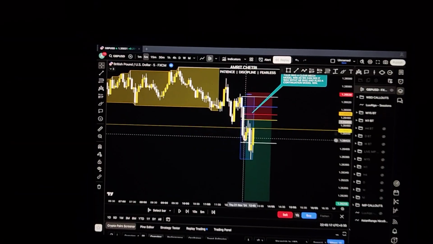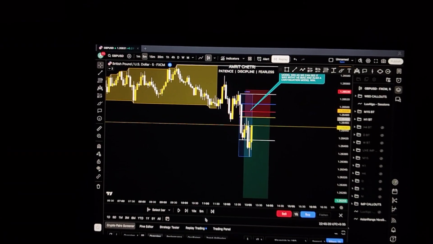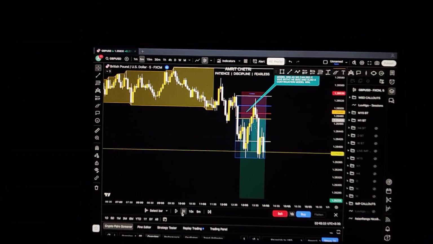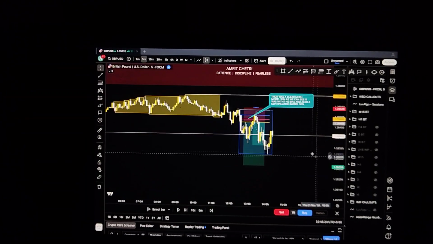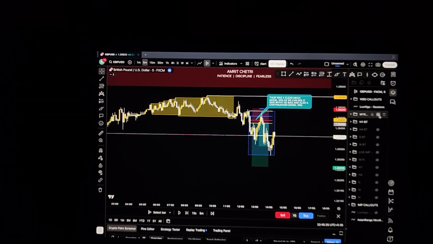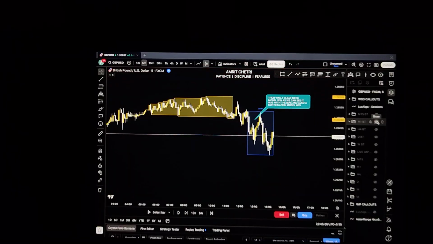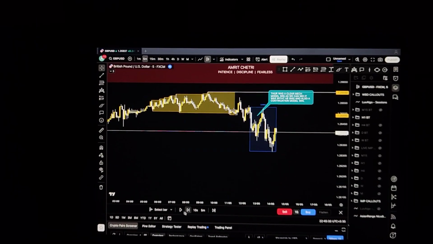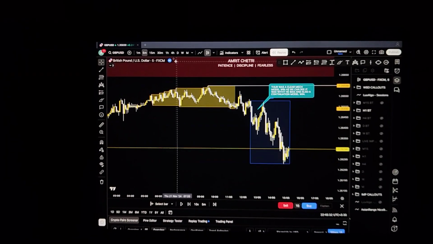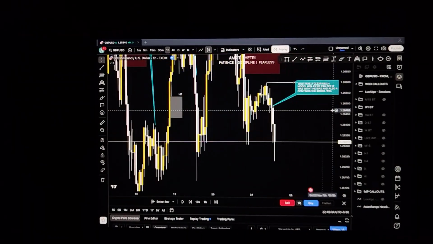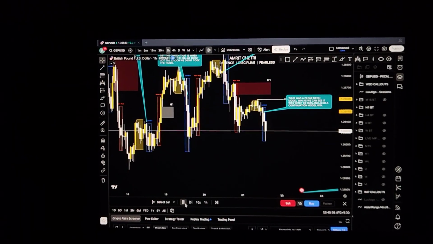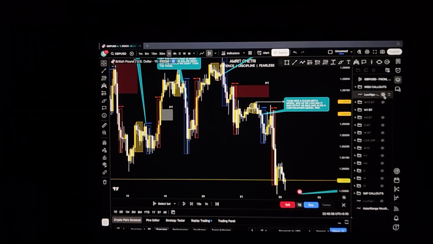As you can see, the price went down, came up to the equilibrium, and then literally shot to the downside. It was a beautiful trade right here. It was a MAC model, as you can see, on Thursday. We also have to learn about the MAC models because it's very, very important. So Thursday was a MAC model. Now going on to Friday, right?